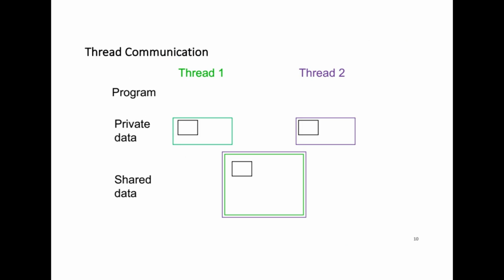Okay, so let's just walk through a little scenario to show how this happens. Here I have 2 threads. I'm going to show little bits of program that they're going to execute. Here we have the private data for each thread, and the little box is basically one variable inside that private data. Then we have the shared data at the bottom, and again, there's one variable highlighted inside that shared data area.